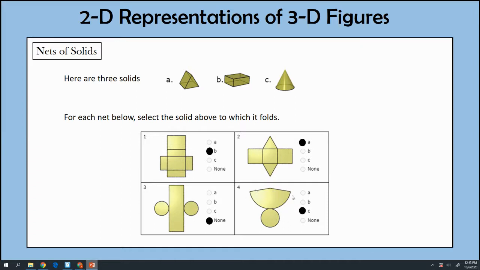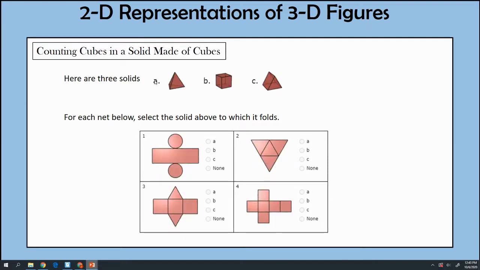So that's what our cone looks like. Okay, so nets of solids is cutting it, laying it open, flattening it out. And then if you folded it back together, what would it look like? Here's some more. Okay, so if I look at the shape and then determine what it is.